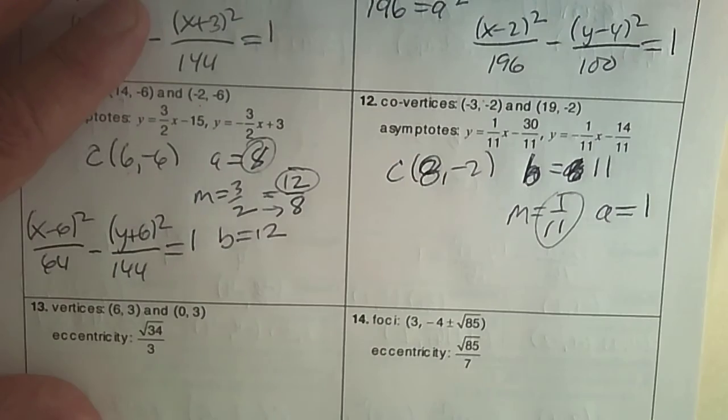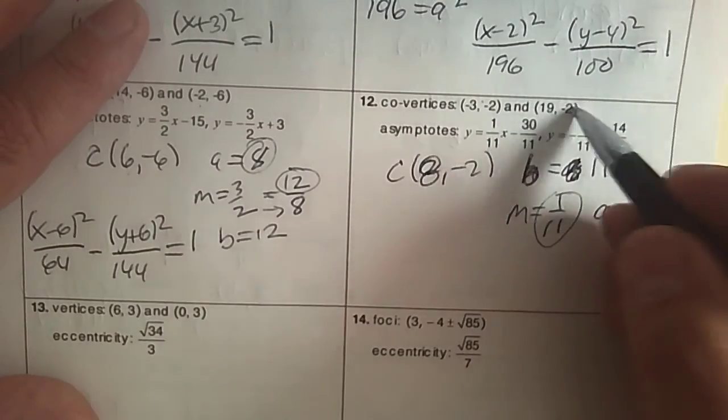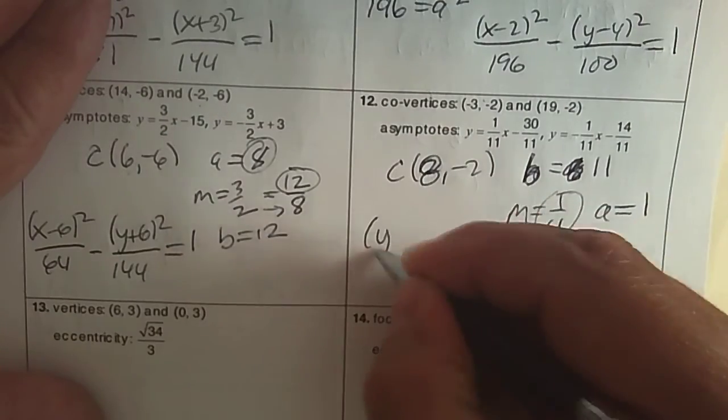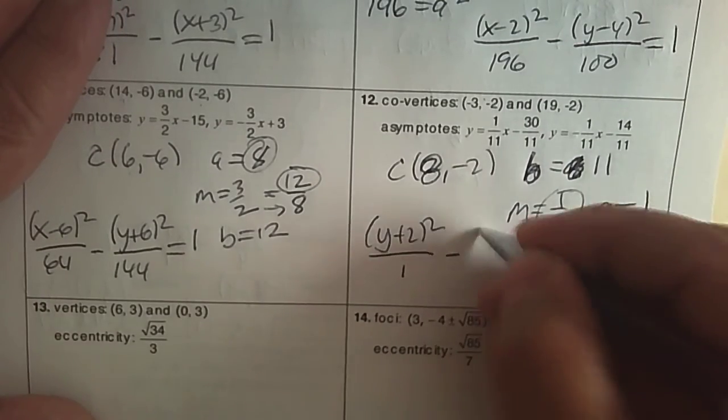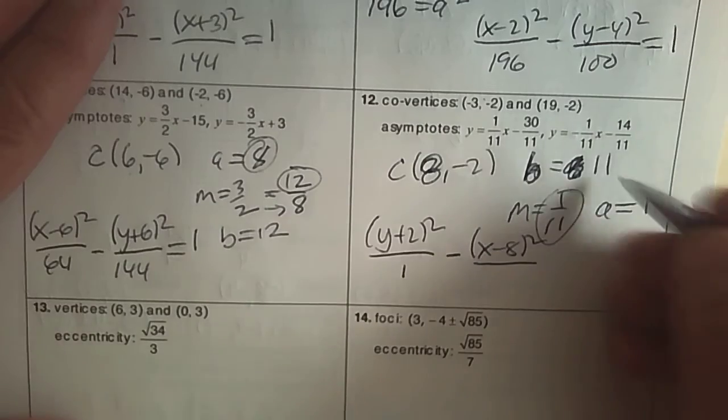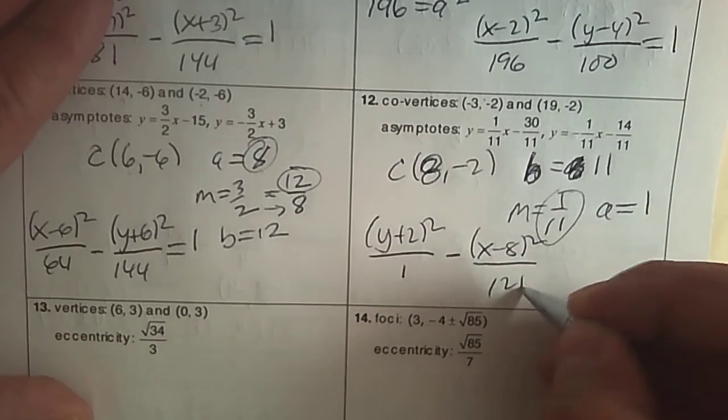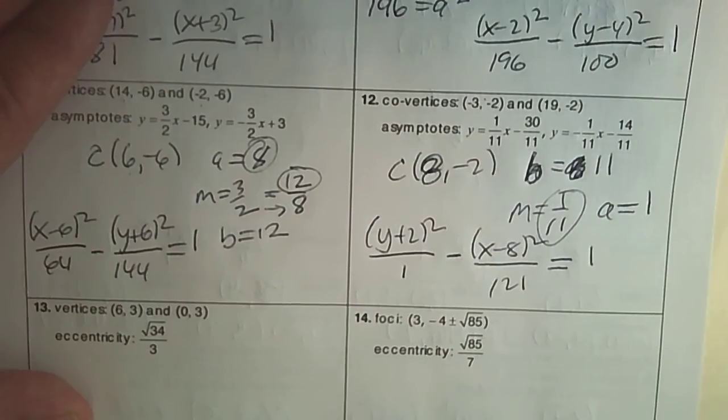And now we write it down. So the co-vertices, the x change. So we need to start with y. So it's going to be y plus 2 squared, and that's over 1. Subtract x minus 8 squared. That's going to be over 11 squared, which is 121, and that's equal to 1.